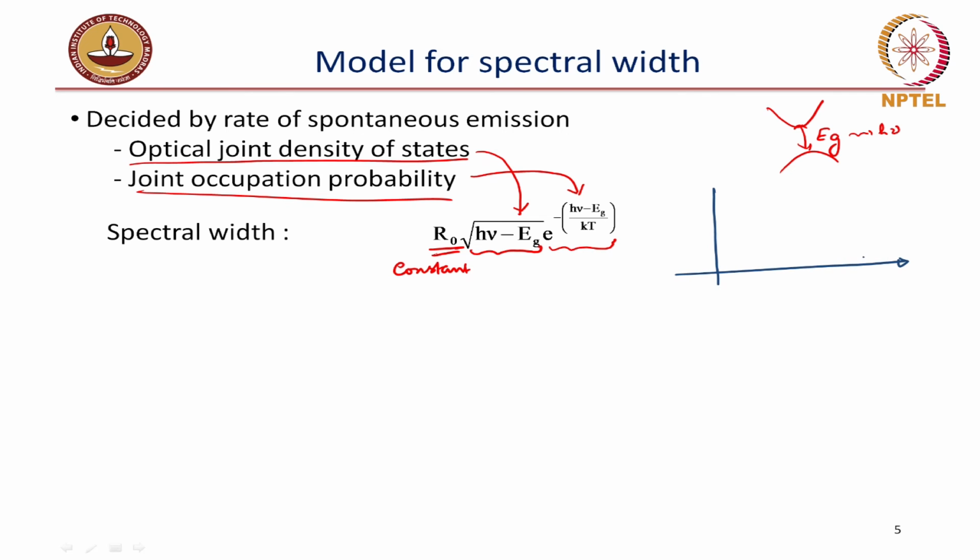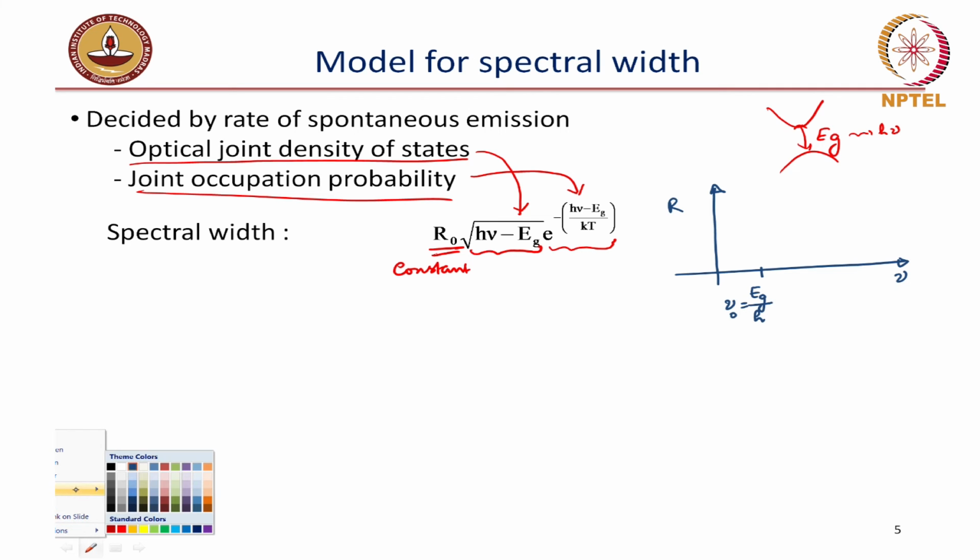So I'm trying to plot the spectral width, in the sense of the rate of spontaneous emission versus frequency. I know that this graph exists only when h nu is greater than Eg. So up to Eg divided by h, which corresponds to, let's say, nu naught, there is no emission. So I should have something like zero rate of spontaneous emission. It starts increasing, it's square root of h nu by Eg.